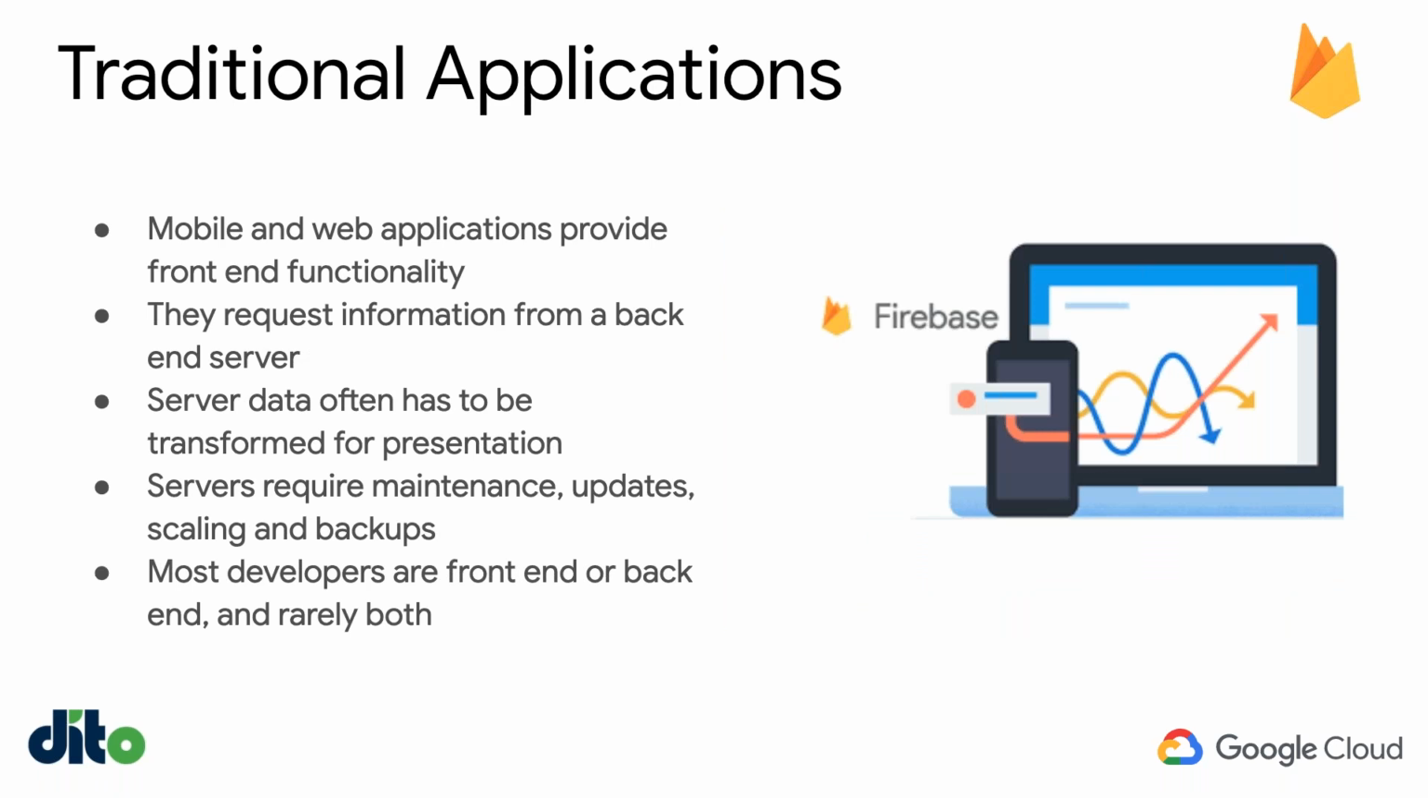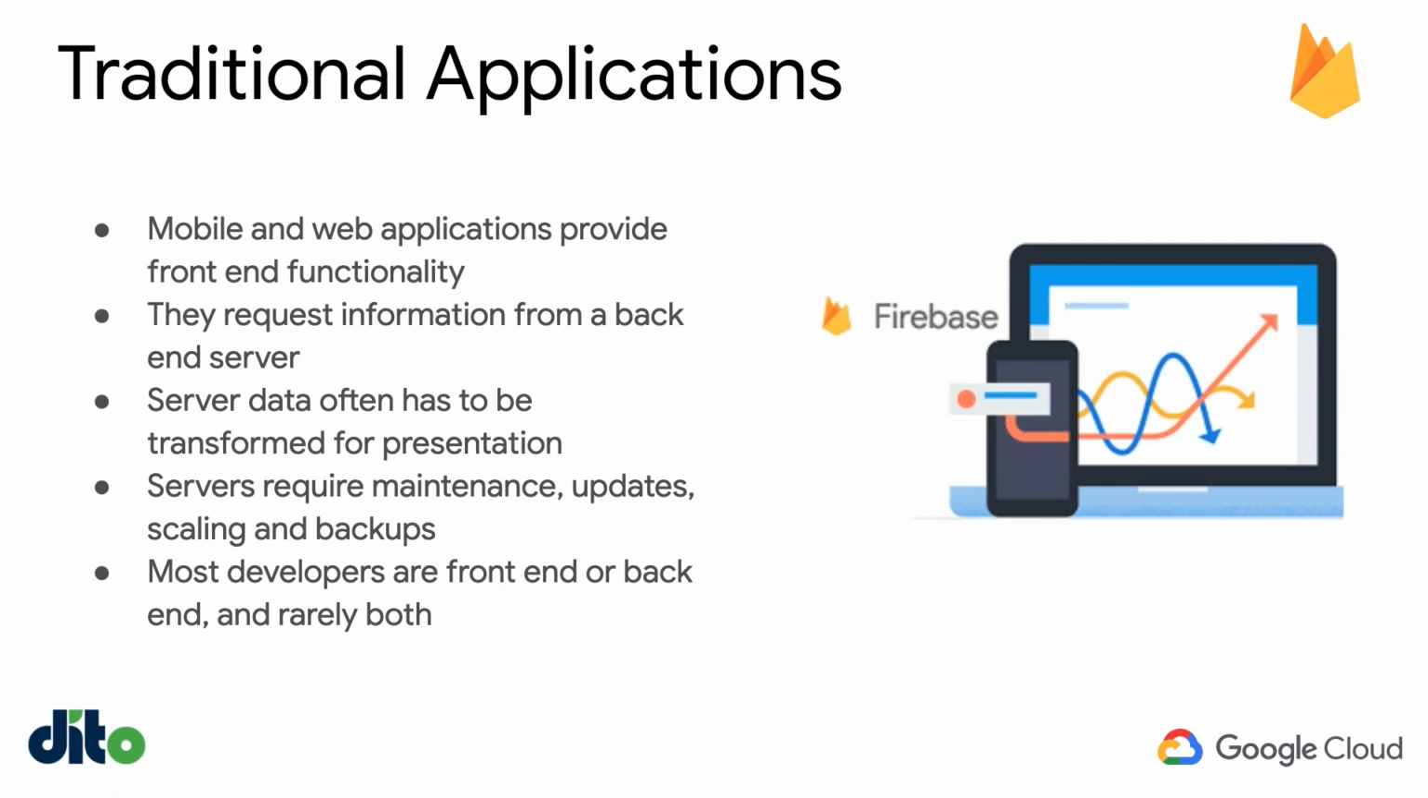Now, traditional applications, mobile and web, you've got some kind of front-end functionality. So the front-end functionality would be the mobile phone app, either Android or iOS, or a series of web pages. Now, they typically talk to a back-end server, usually by exchanging REST messages backwards and forwards between the app and the server, and the apps tend to be fairly lightweight, and the server does most of the work.